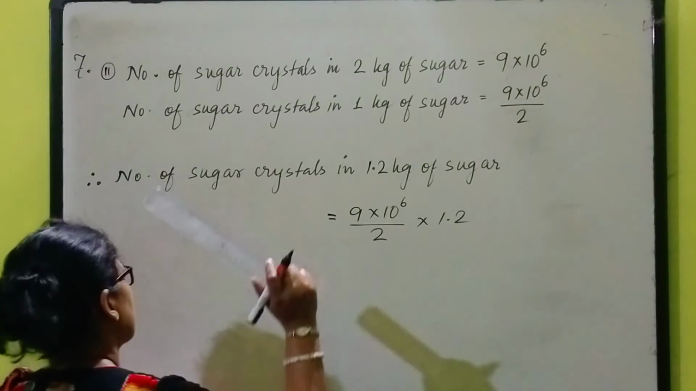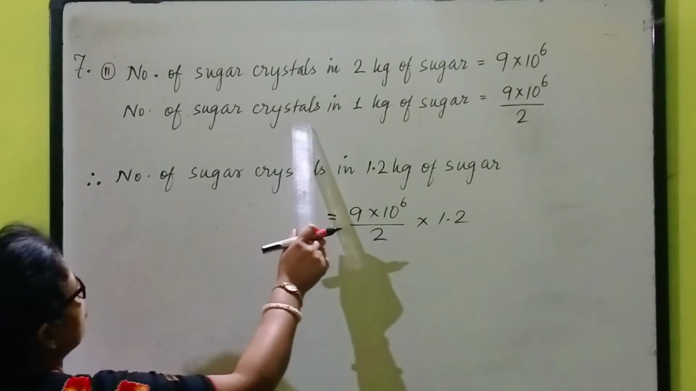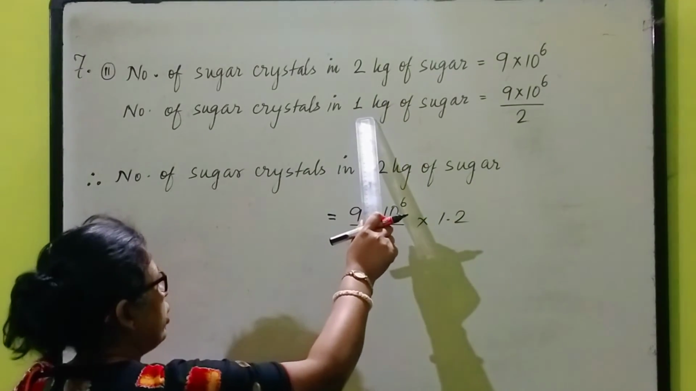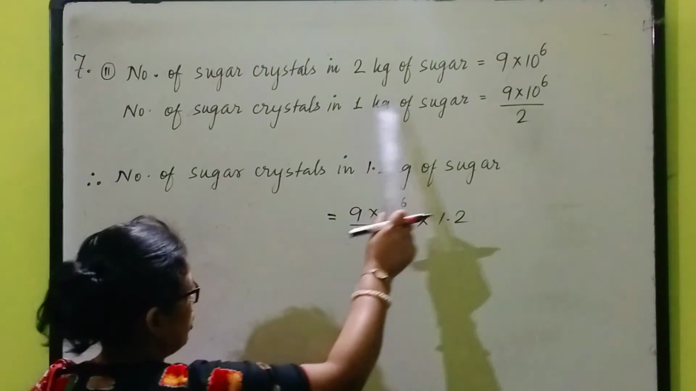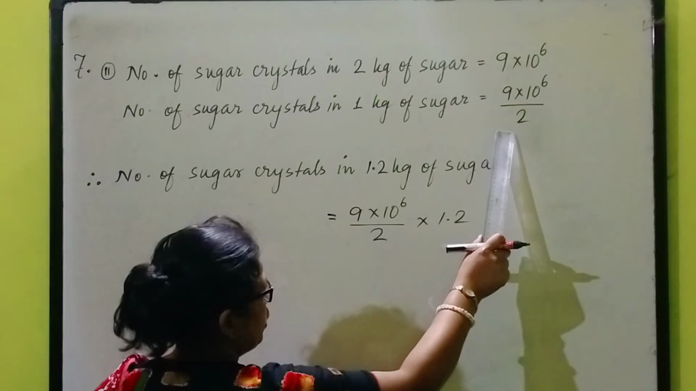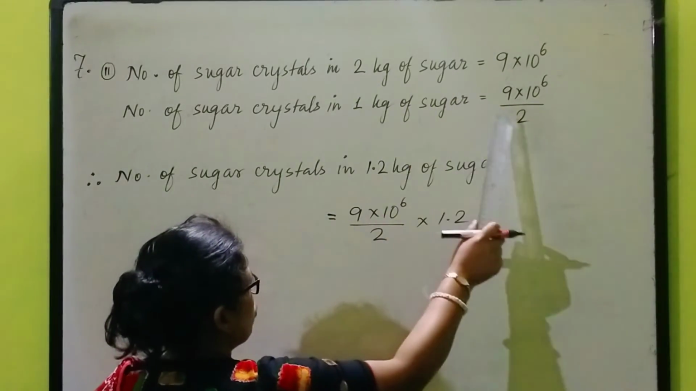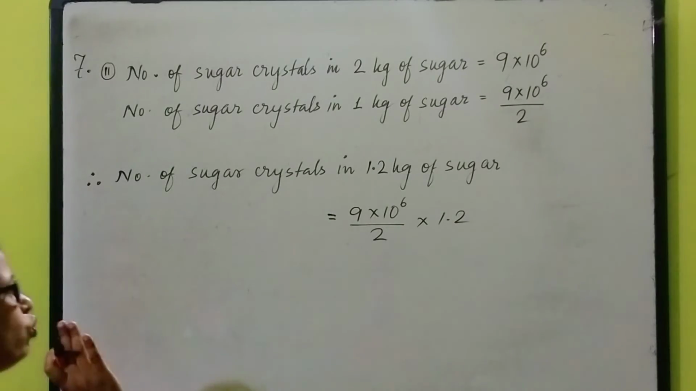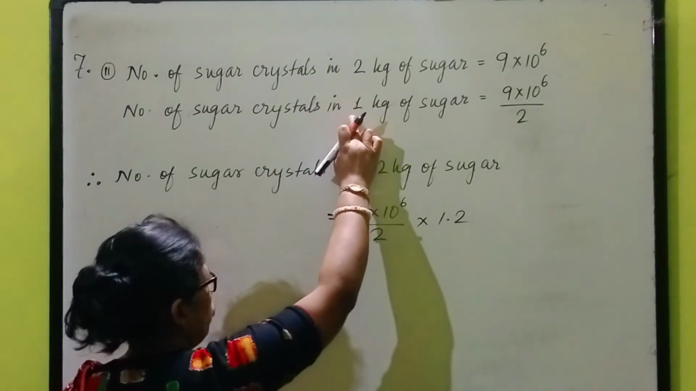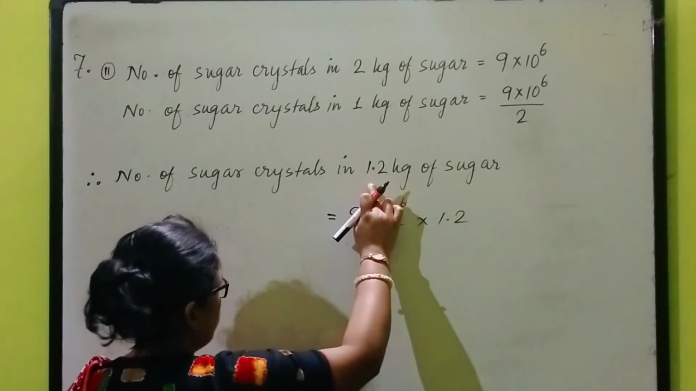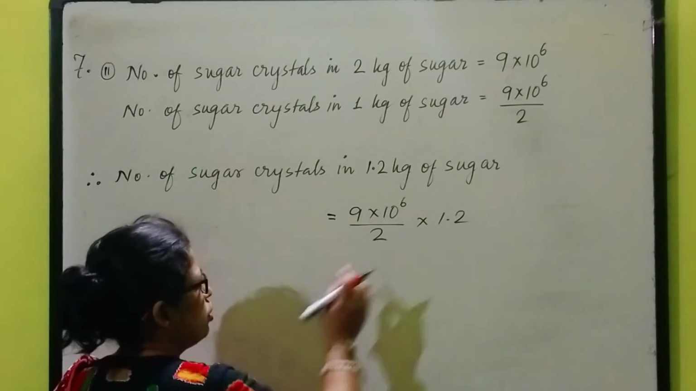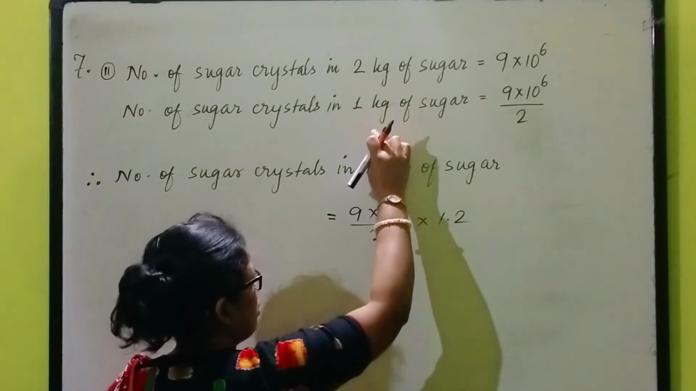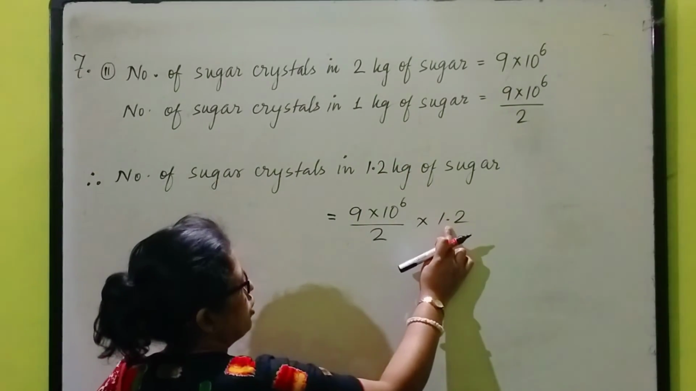9 into 10 to the power 6. It is given. Number of sugar crystals in 1 kg of sugar. So, less, the quantity is less, means here number of crystals will also be less. Less means divide. So, divided by 2. Therefore, number of sugar crystals in 1.2 kg of sugar. Now it was 1, now it is 1.2. So, number of sugar crystals will increase. So, increase means multiply. It is the same quantity here. As it is increased, then it will be multiplied.